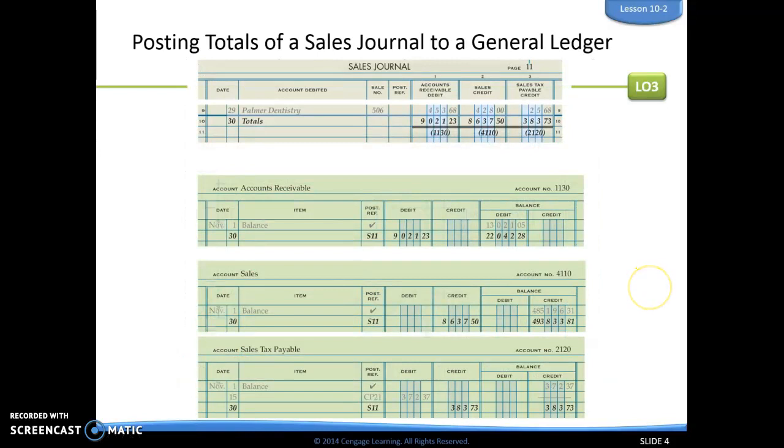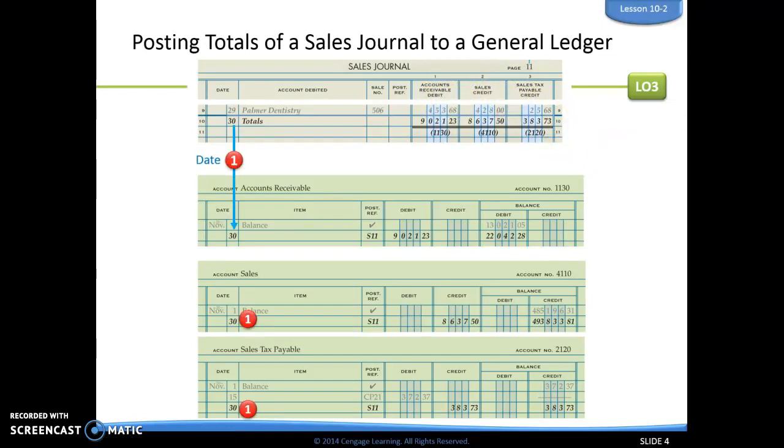After we do that, then we are going to post those totals to our general ledger. And so first, this total is going to be posted to our accounts receivable. This total is going to be posted to our sales account. And then this total is going to be posted to our sales tax payable. Always look at your heading to figure out if you are debiting or crediting those accounts.